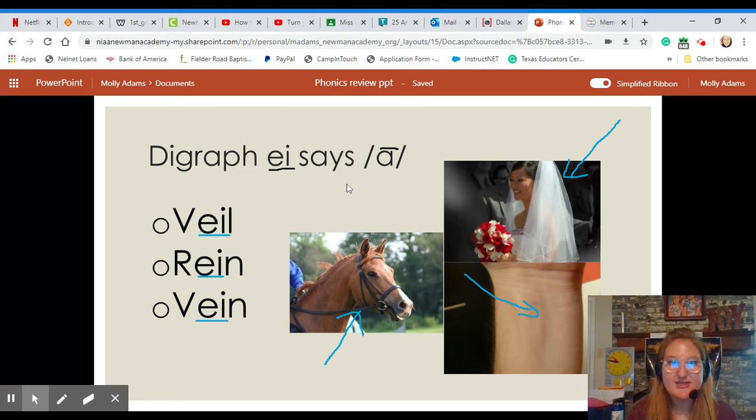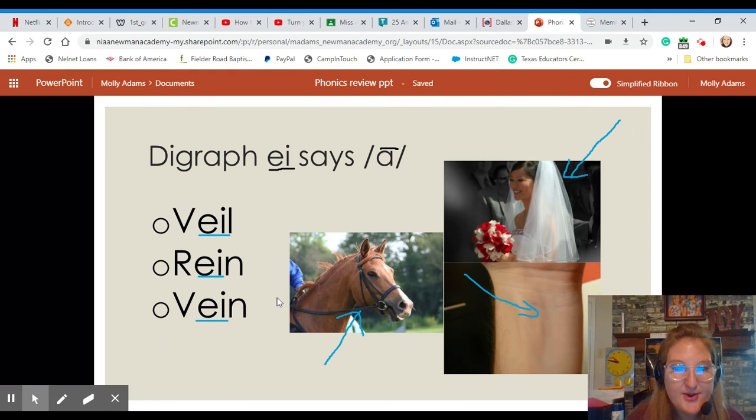Digraph EI says the long A sound, just like let's read these 3 words. Veil, just like the pretty veil on that beautiful bride. Rein, a rein on a horse. The rein is part of the horse that helps you steer the horse. Now, if I say the reins, I'm talking about there's a suffix s because there's one rein on this side of the horse and there's one on the other. But since I'm only pointing and talking about one rein, then I don't need a suffix s. So rein.